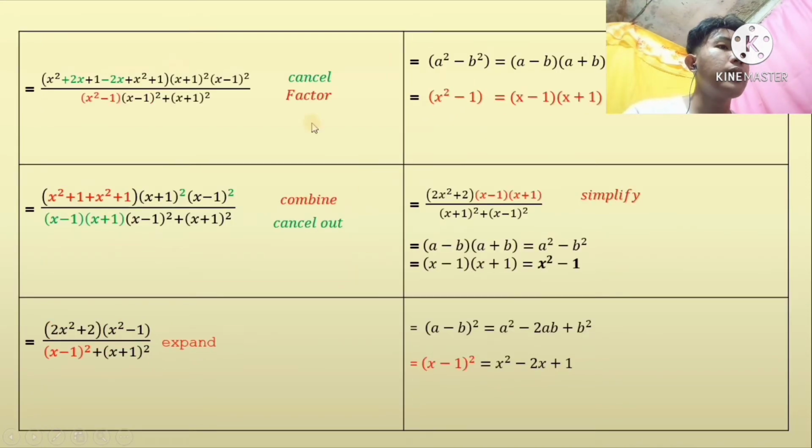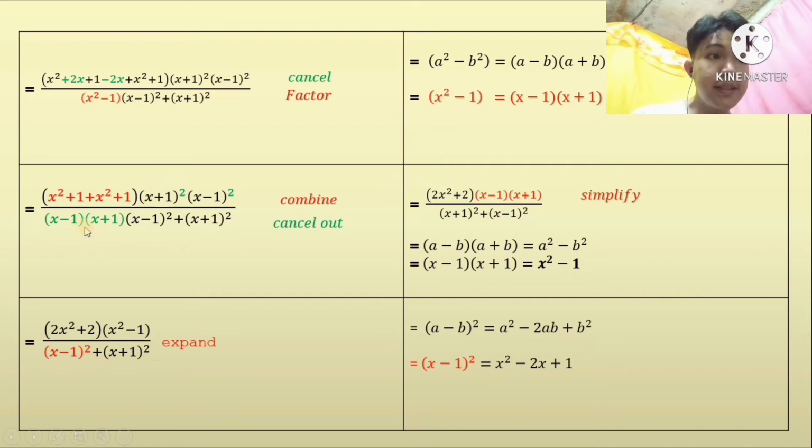So our equation will be this. So our equation will be x squared plus 2x plus 1 minus 2x plus x squared plus 1 times the square root of x plus 1 times the square root of x minus 1 over x squared minus 1 times the square root of x minus 1 plus the square root of x plus 1. So cancel, combine like terms, so cancel 2x and negative 2x. Then factor the expression x squared minus 1. So to factor, use a squared minus b squared is equals to a minus b times a plus b. So it will become x minus 1 times x plus 1.